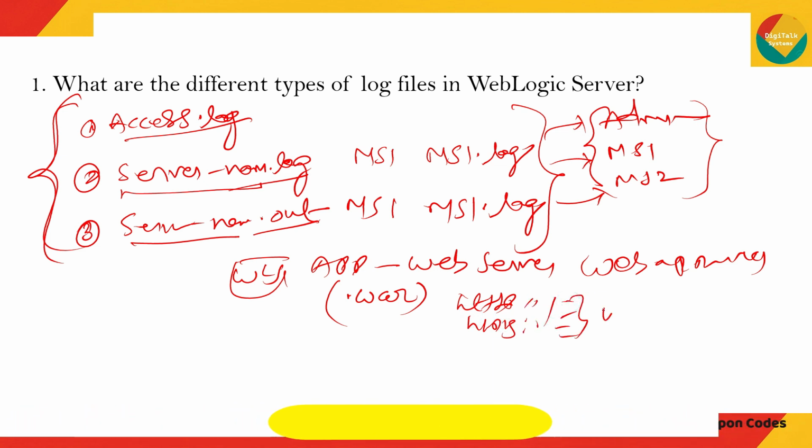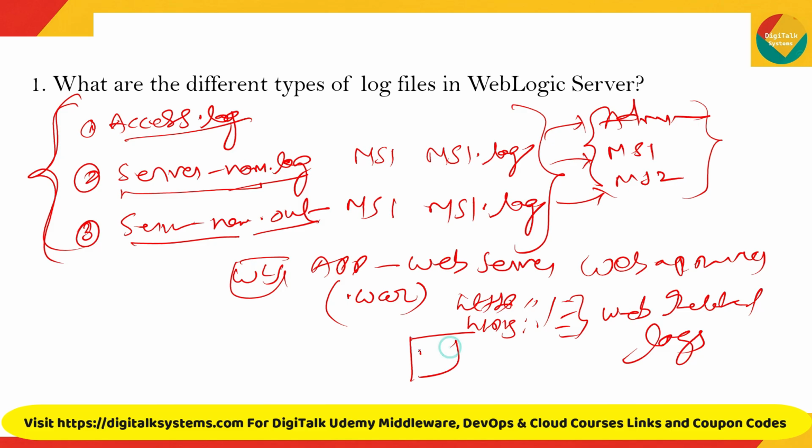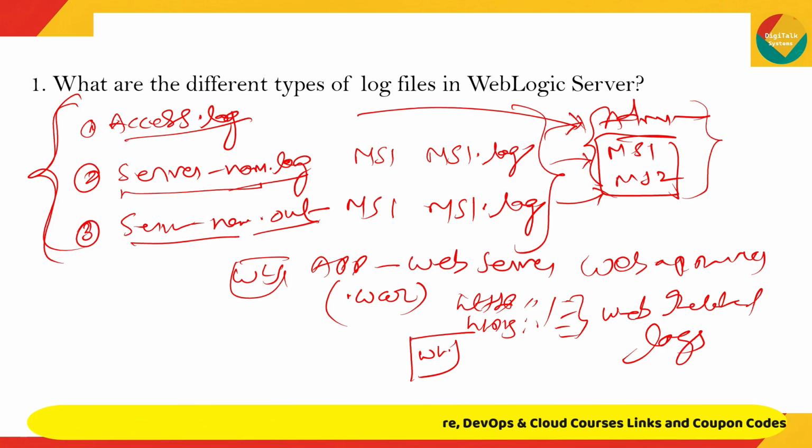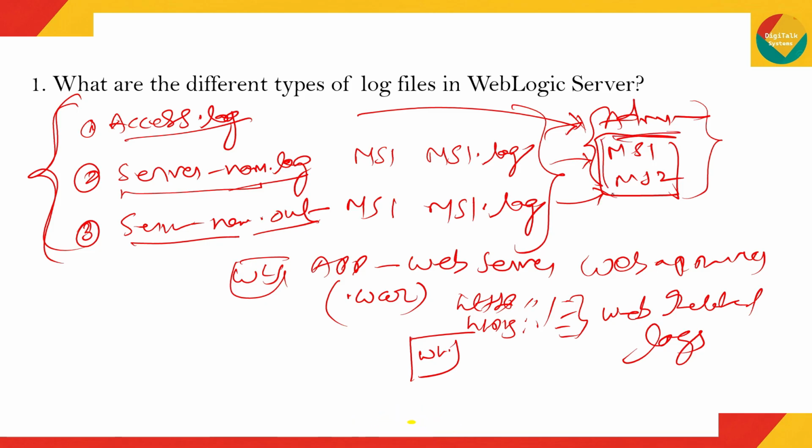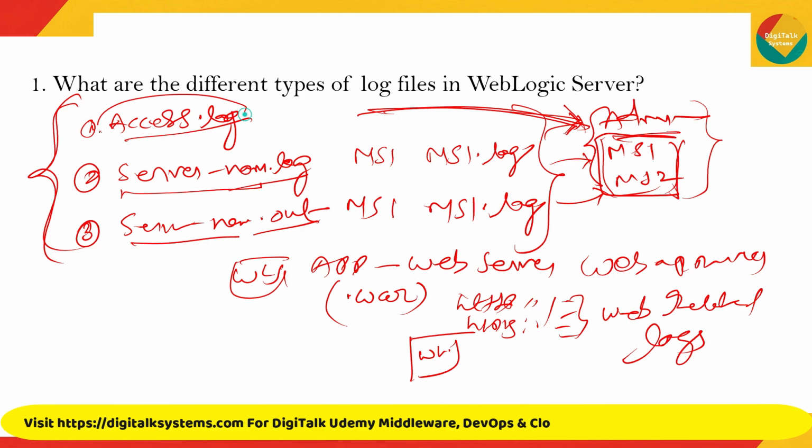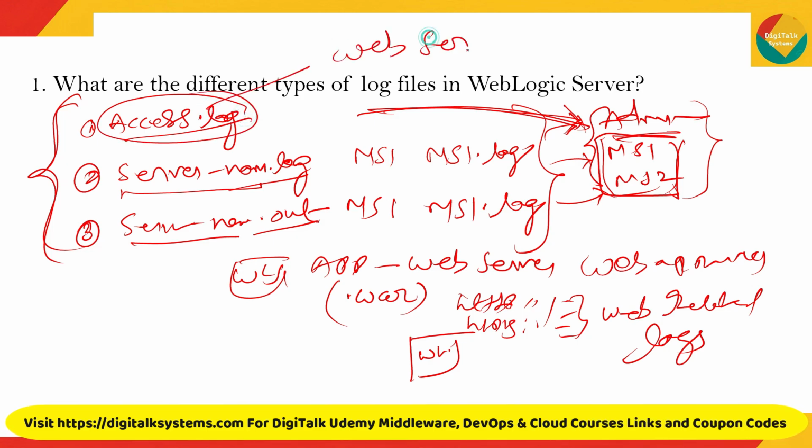So that means you will have web related logs as well. Whatever web application you have deployed in the WebLogic server on your managed servers, whenever a client request comes in to access any of the web services deployed on your managed server, the corresponding logs will be in the access.log. Mostly you will see this access.log for web servers as well.